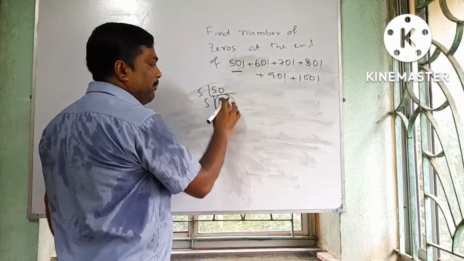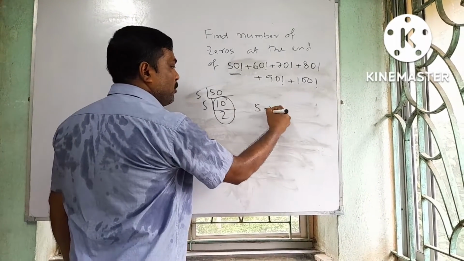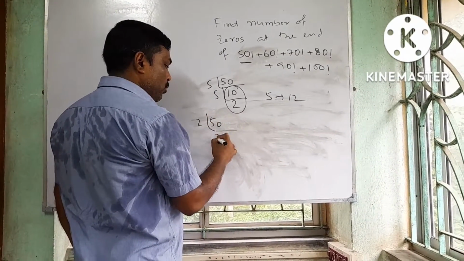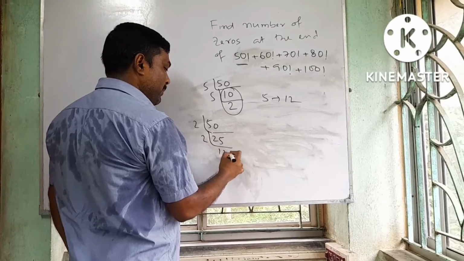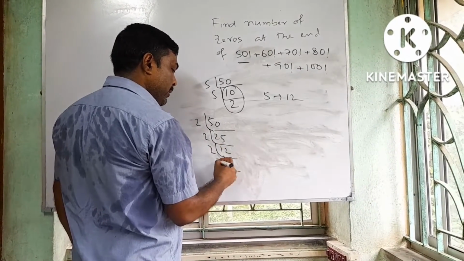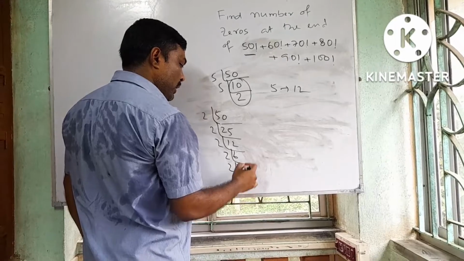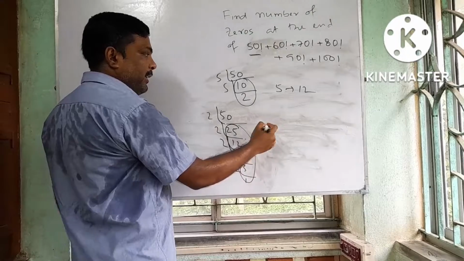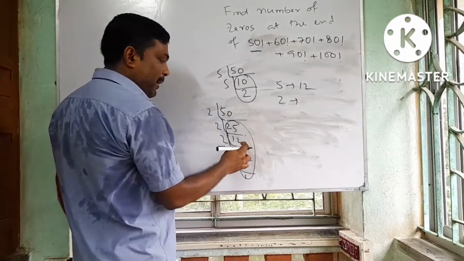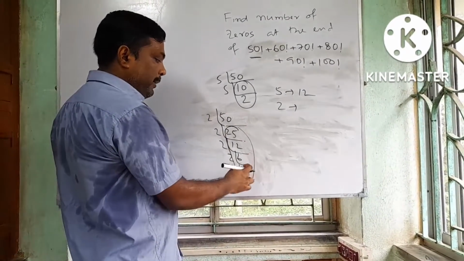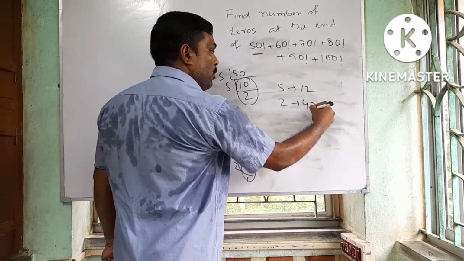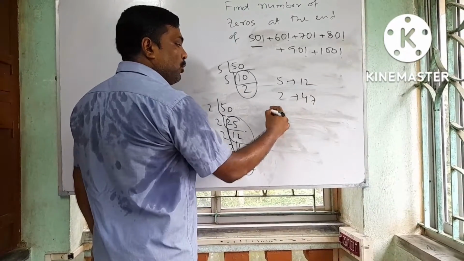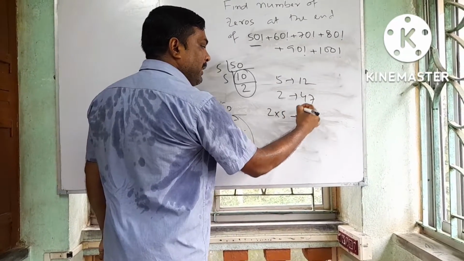So in 50 factorial, the number of 5s is 12, and the number of 2s is more than 12. For 2s: 25, then 12, 6, 3, and 1. The sum of the quotients is 25 plus 12 plus 6 plus 3 plus 1, which is 47. So the number of 5s is 12 and the number of 2s is 47. How many 2 into 5 multiplications are possible? It is 12.